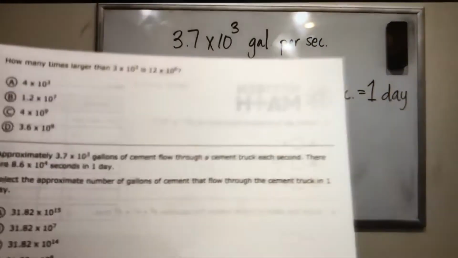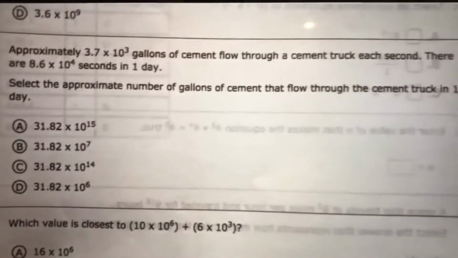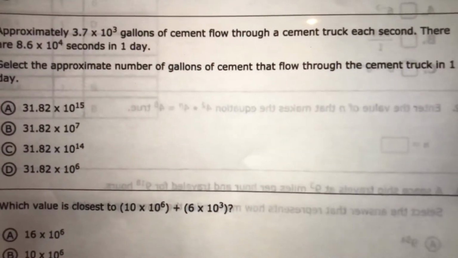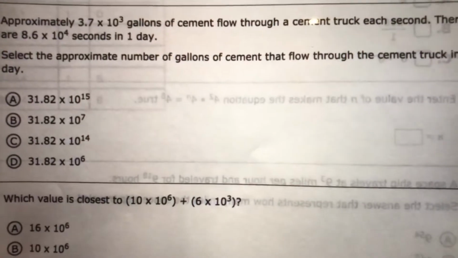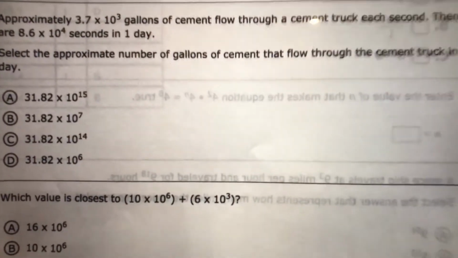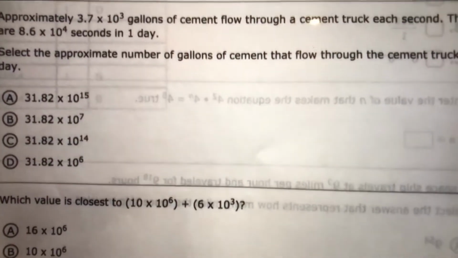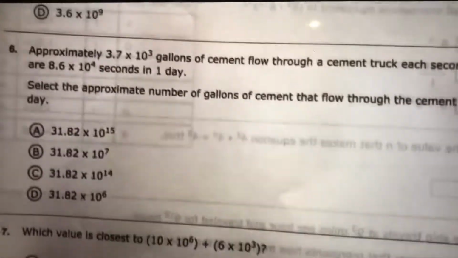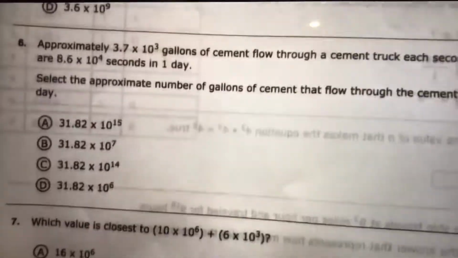Alright, so last two problems. Number 6. Approximately 3.7 times 10 to the third gallons of cement flow through a cement truck each second. There are 8.6 times 10 to the 4 seconds in 1 day. Select the approximate number of gallons of cement that flow through the cement truck in 1 day. So we have to find out how many gallons of cement flow through the cement truck in 1 day, given that there are this many in 1 second.